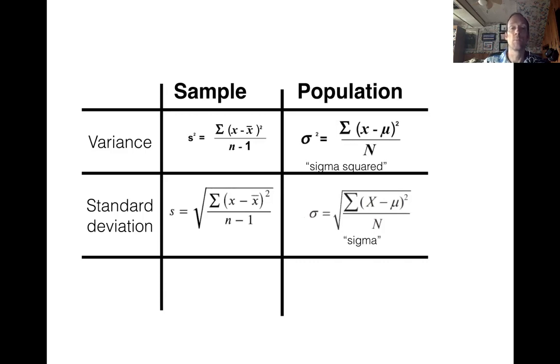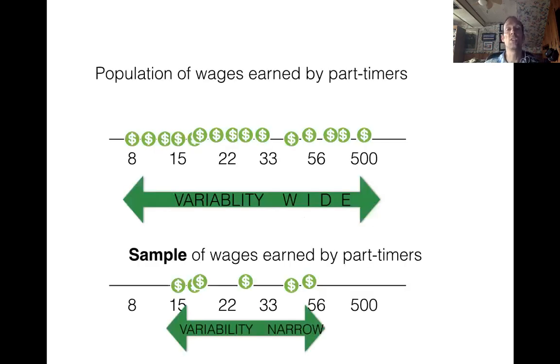Okay, so why, when we're doing our symbols, did we have to do this n-1 thing? Exactly why? We can see the reason if we take a graphical approach. Without doing any math or computations, let's just take a look at two different scenarios. In the scenario up on top, we're talking about the wages people earn by part-time employment. It looks like we go from a low of $8 an hour, maybe minimum wage in some region of the country, all the way up to $500 an hour part-time.